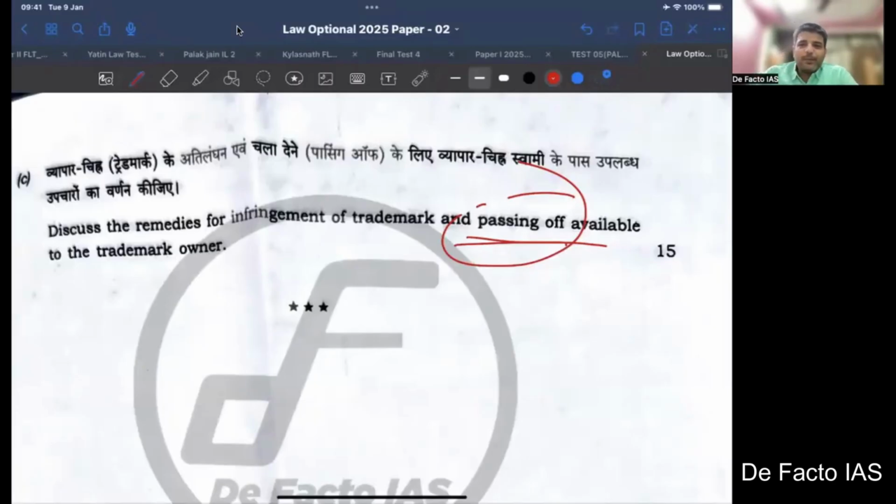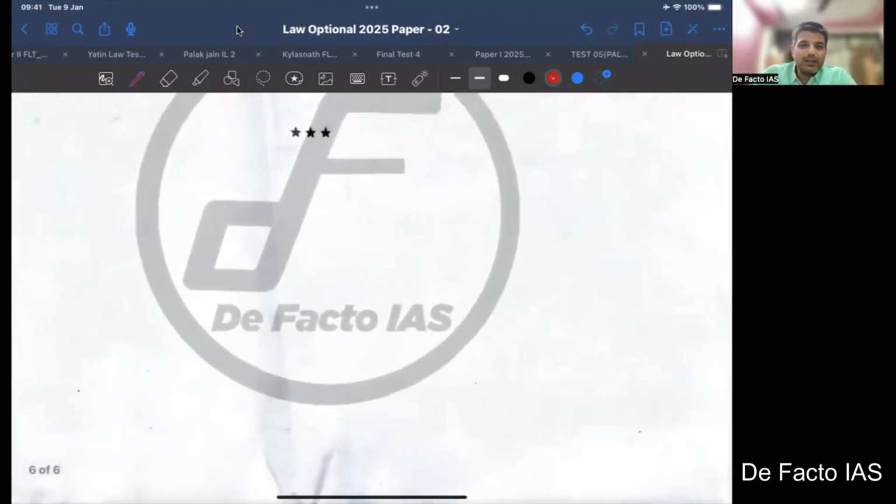So again, this year's law optional UPSC 2025 paper was Paper 2. Paper 1 I have already discussed, so this was the Paper 2 discussion. Now let me open the floor for you guys to ask me any questions that you might have. Yes, please go ahead and ask me questions. Otherwise, we will simply wind it up. Anyone? For 5 minutes, not more.